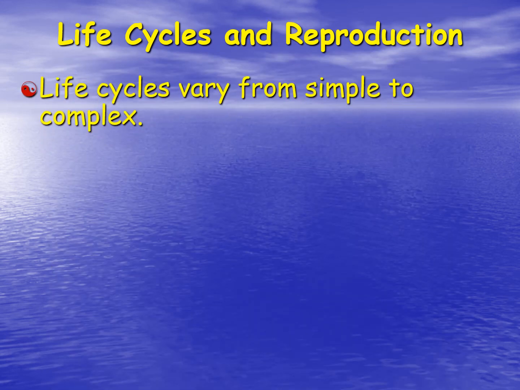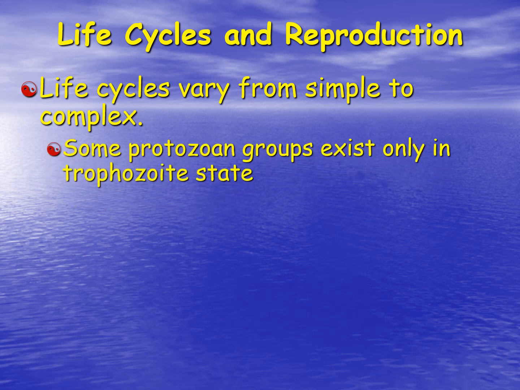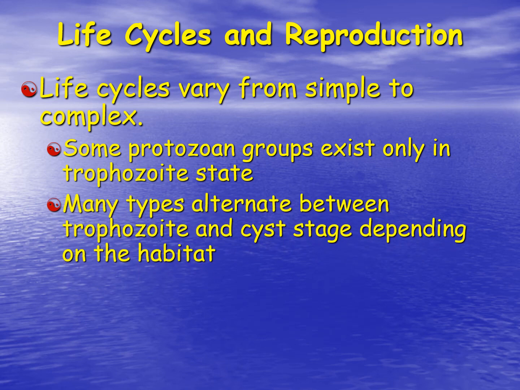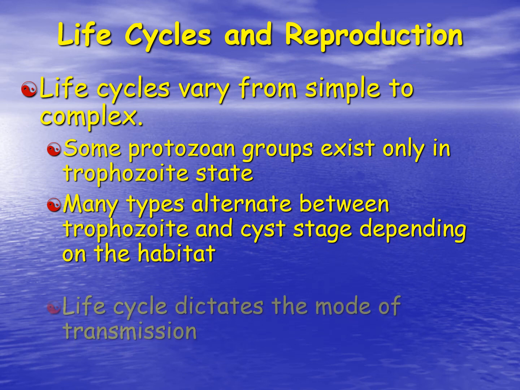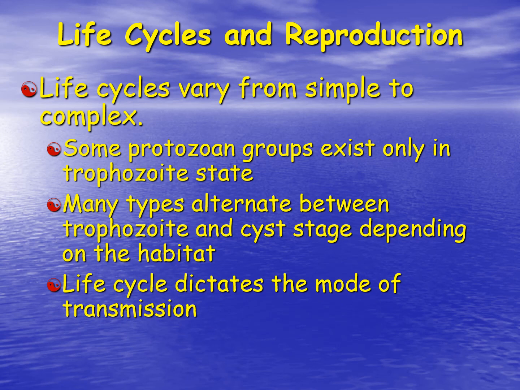The life cycles of protozoans vary from very simple to extremely complex. The best thing that I can tell you, if you want to know the life cycle of a particular protozoan, go to cdc.gov, type in the name of the protozoan, and find their life cycles. Some protozoan groups, again, only exist in the trophocyte stage. They never form a cyst. But many types will alternate between the trophocyte and the cyst stage, depending upon the habitat and environment. So the life cycle dictates the modes of transmission.